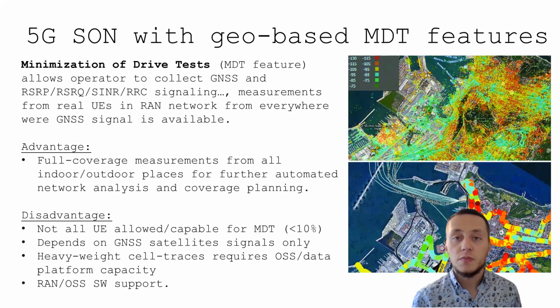Also, there are disadvantages, because not all user equipments are capable of that feature, or they may not be allowed by their chip vendor to send those geolocation measurements to the network. Also, of course, as with any satellite-based technology, it depends on weather conditions and on satellite signals. Usually traces with those multiple measurements from millions of devices are heavy. If you use some platforms for further analysis of that data, you should dimension that platform with high capacity, which requires a lot of hardware.